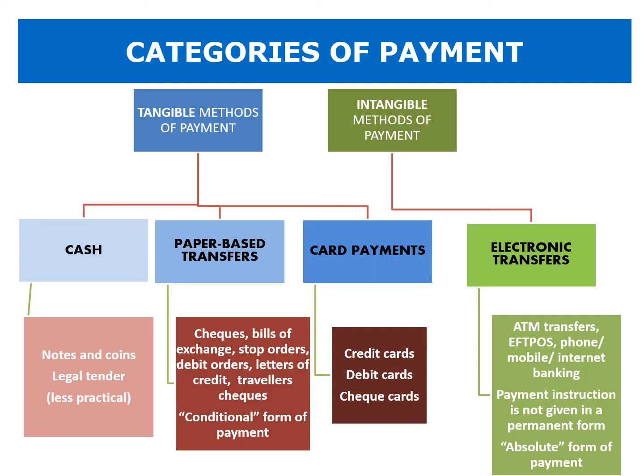The different categories of payment are divided into two rough branches. The first one is what we call tangible methods of payment, and the other one is the intangible methods of payment. Tangible meaning we have an instrument that we can touch, see, and feel. The three different tangible methods of payment are cash payments, paper-based transfers, and card payments.